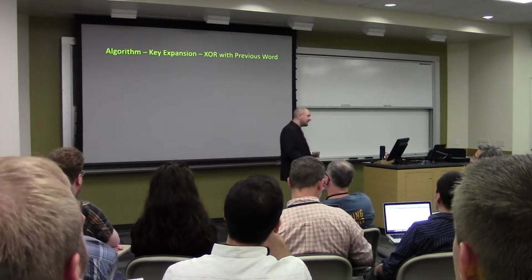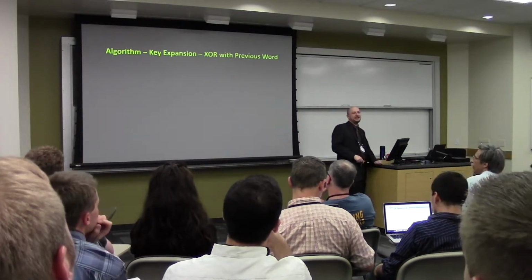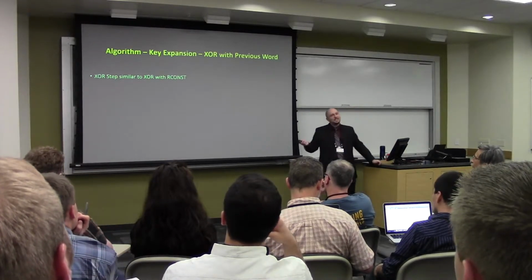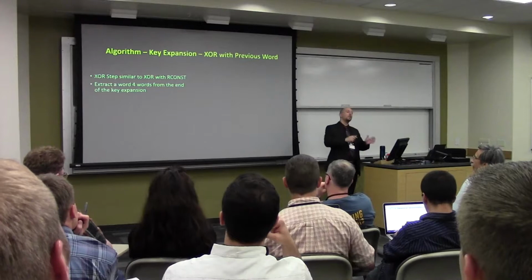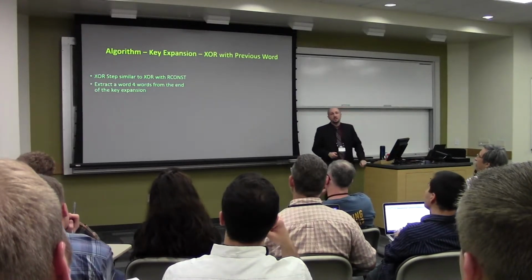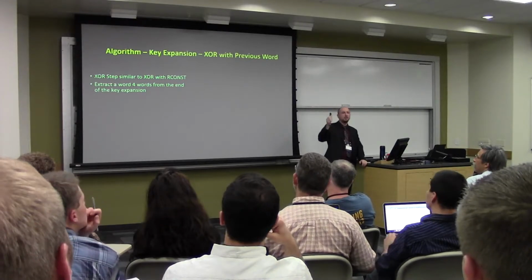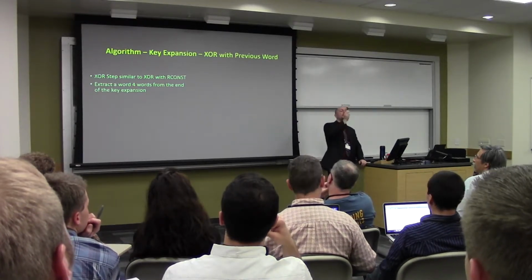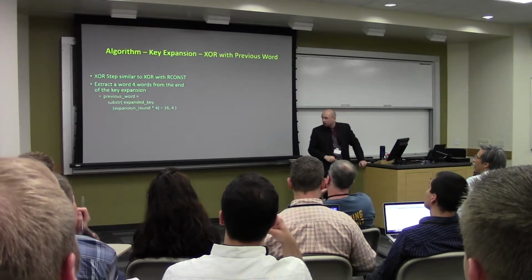Lastly, we have XOR with previous word. And I love this because it's just an XOR. Very similar to XOR with rconst. We extract a word, 4 words from the end of the key expansion. So we're basically going back. Wherever we are right now, we're going to go back 4 words, copy that out, and perform this operation.